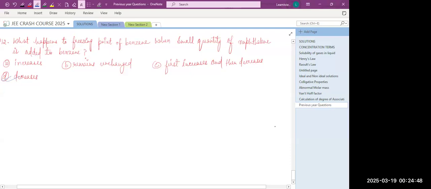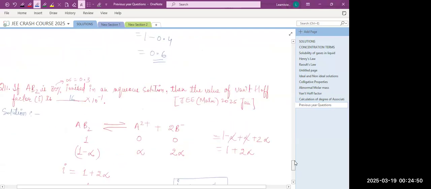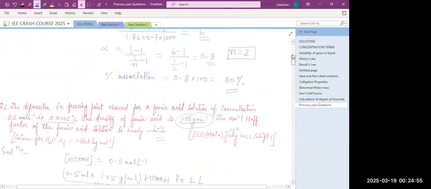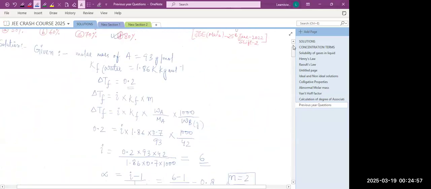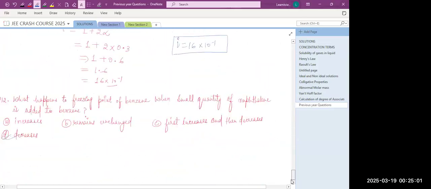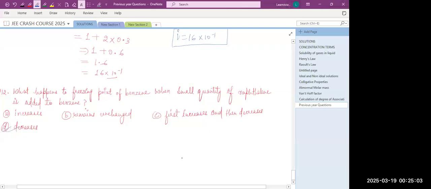Okay. So that's the question, previous year questions which have come in your JEE exams. That's very important. And please practice more previous year questions based on these chapters like colligative properties, your van't Hoff factor, and Henry's law. These topics are very, very important for your JEE Mains.